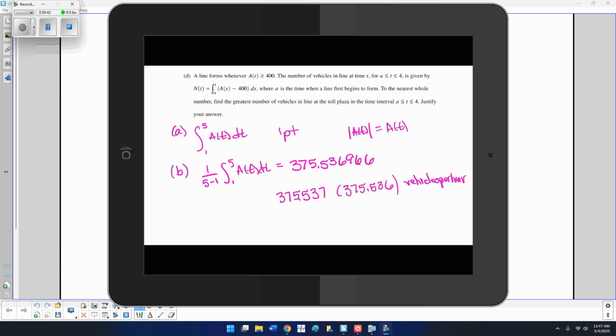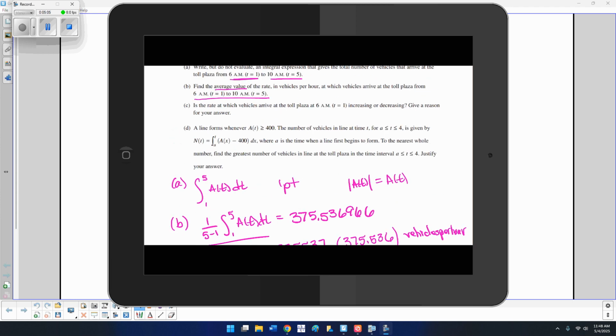It is 1 point for using the form of an average value, the 1 over b minus a integral from a to b of f of x dx. And then 1 point for having the answer. So that's 2 points total for that part.